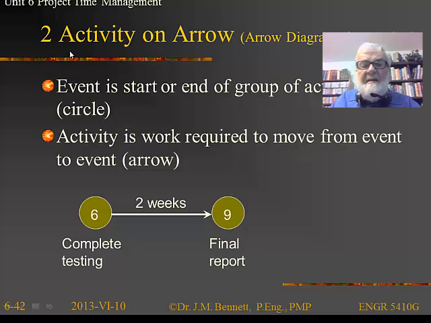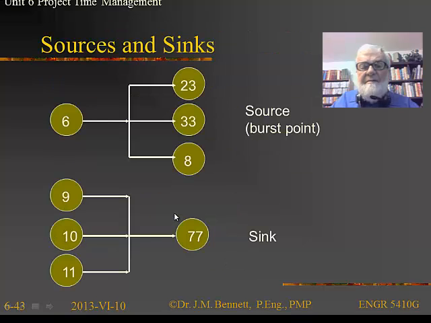Now the second type of diagram is activity on the arrow and not the activity on the node. This actually was the first type of diagram to be done, and these are often called PERT diagrams. Here we've got activity 6, which is complete testing, and then it's going to take 2 weeks before we can start activity 9, which is write the final report. So the activity here is on the arrow and not on the node.